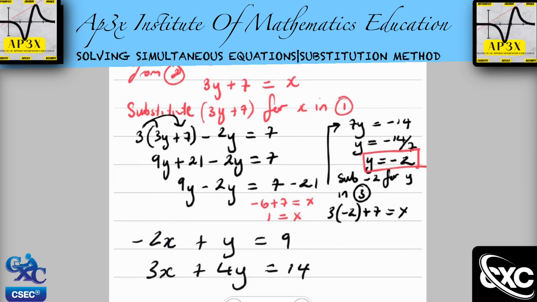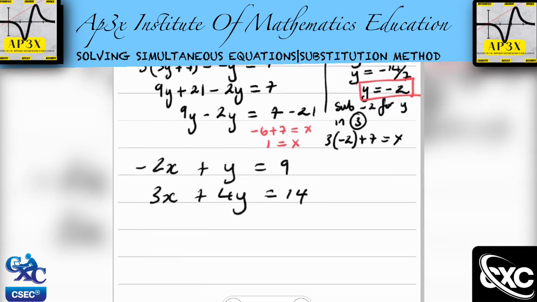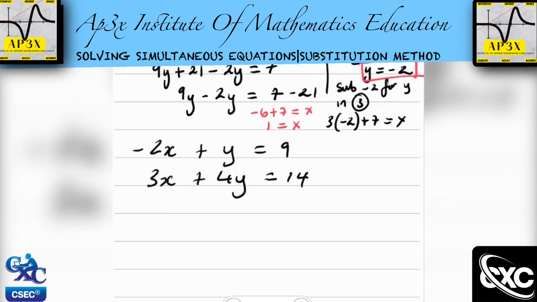Alright, so you can see that the substitution method, although highly underrated and not taught a lot in the secondary schools, is quite an easy process to solve a pair of simultaneous equations. Again, as I said, this method is best used when your variable has a coefficient of 1.